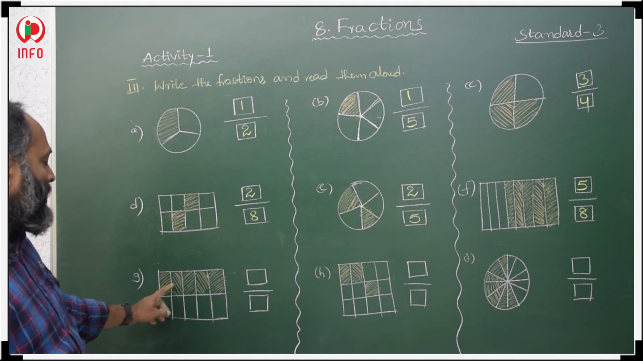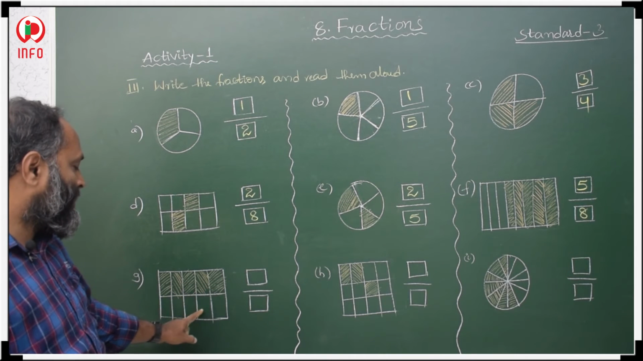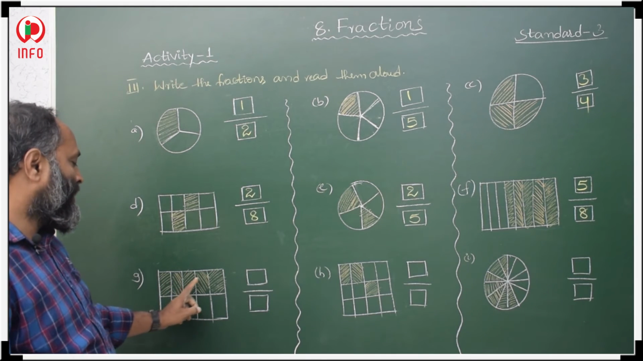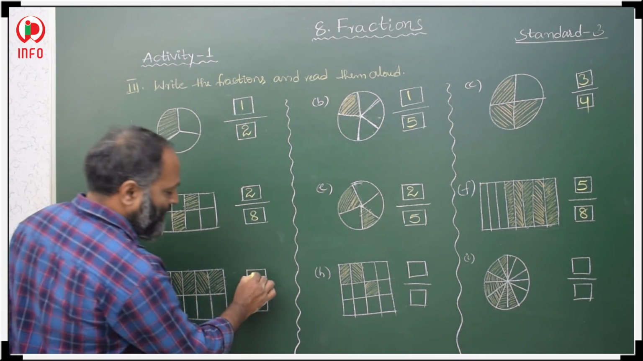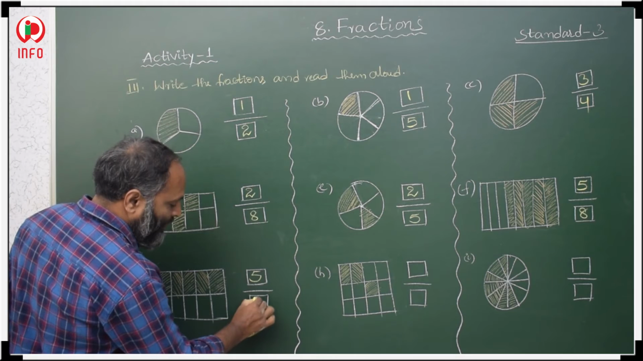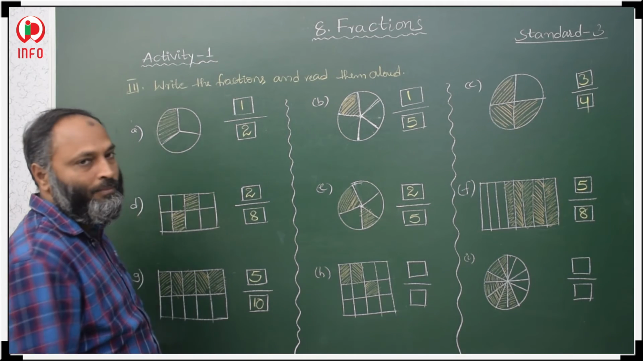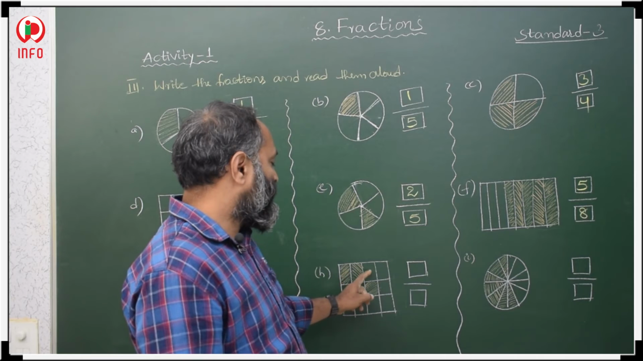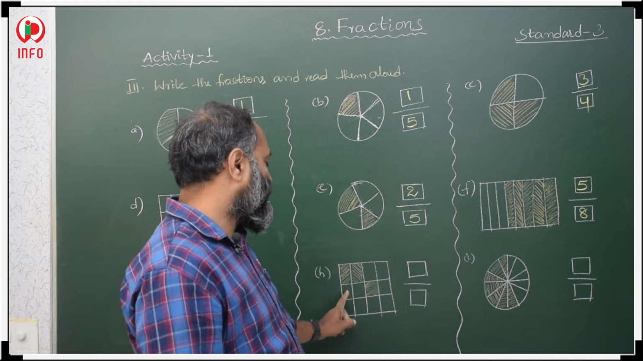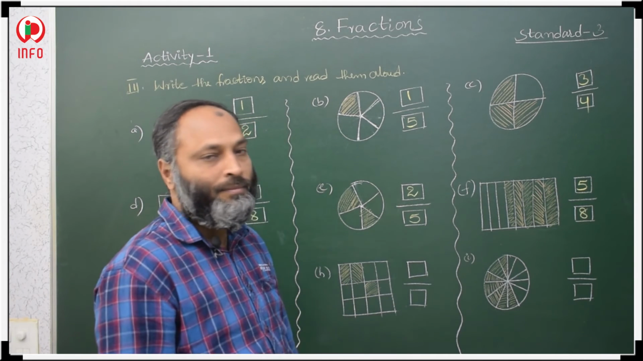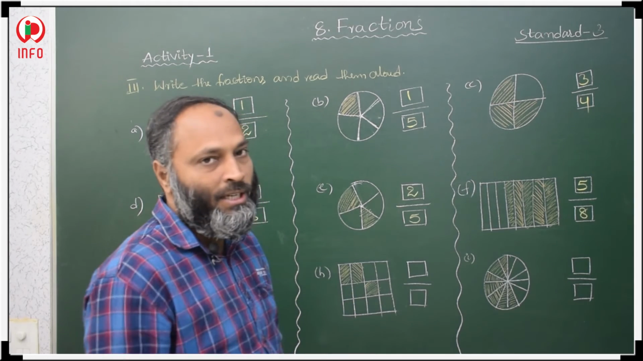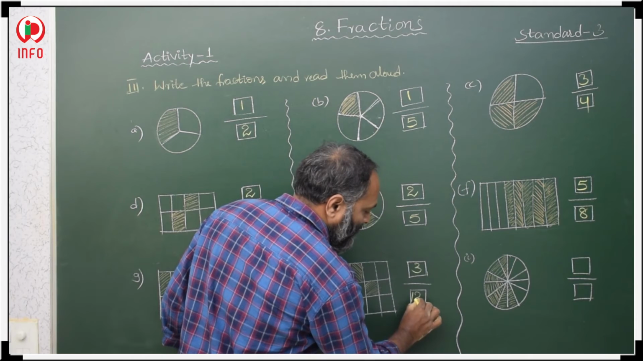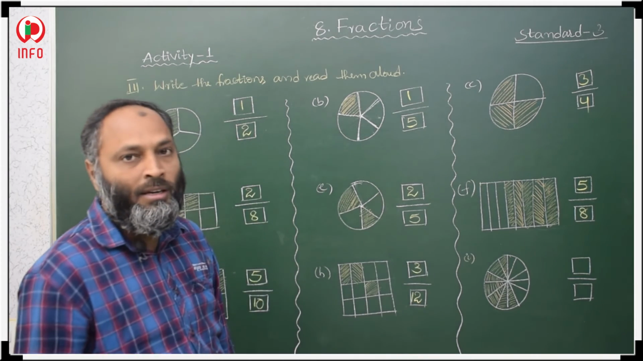Next, here 1, 2, 3, 4, 5, 6, 7, 8, 9, 10, 10 equal parts, in that 5 parts are shaded, shaded parts 5 by total parts 10, so 5 by 10. Then how many equal parts here? 1, 2, 3, 4, 5, 6, 7, 8, 9, 10, 11, 12. That 3 parts are shaded, shaded parts 3 by total parts 12, 3 by 12.